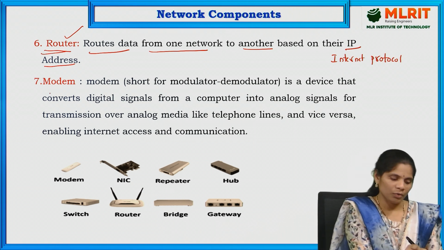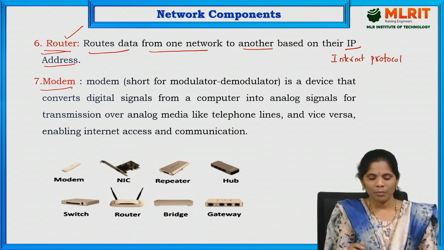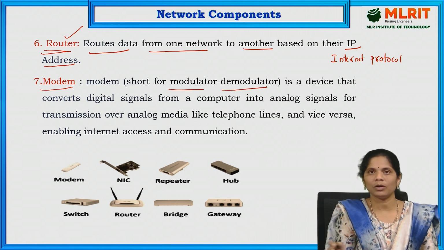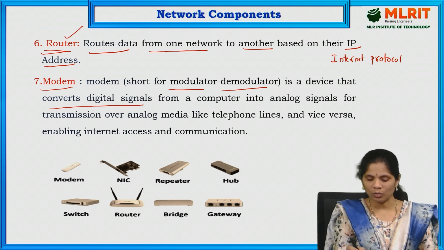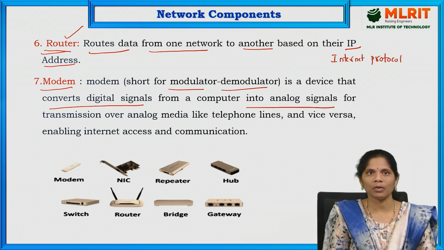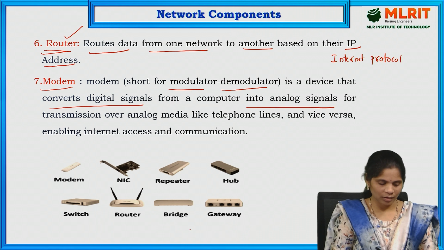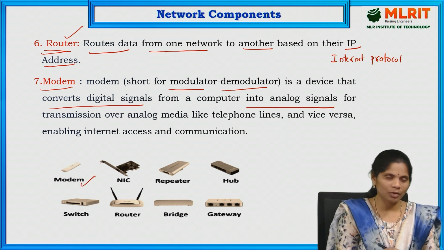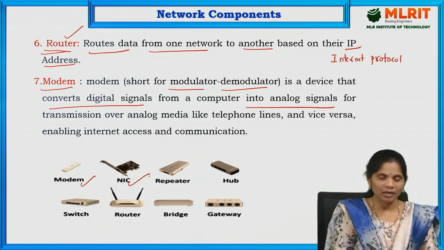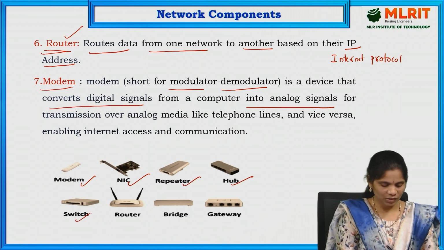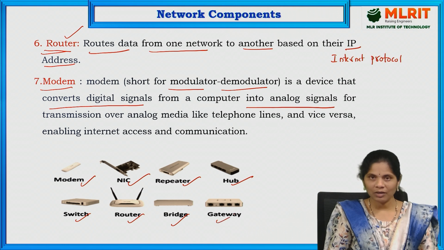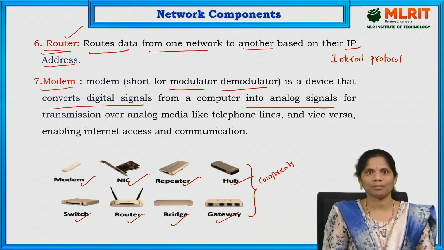And the next component is the modem. What is a modem? Modem is nothing but modulator and demodulator. It is the device for converting digital signals into analog signals. So see this picture here. What devices are there? This is the modem. This is the network interface card. And next, the repeater, hub, switch, router, bridge, gateway. These are all the different components we use in computer networks for sending and receiving data.